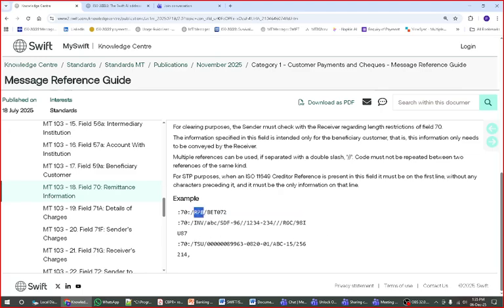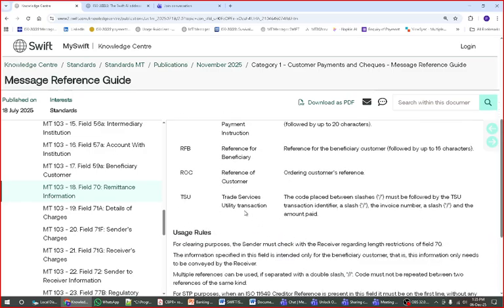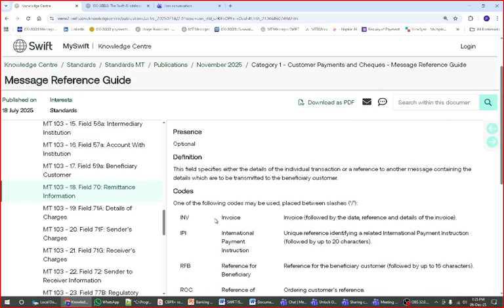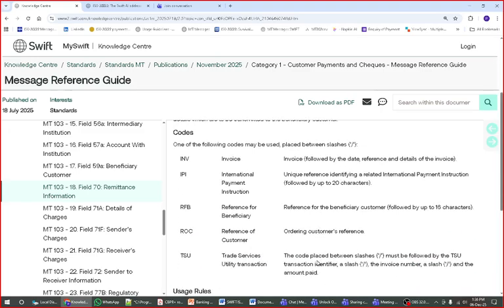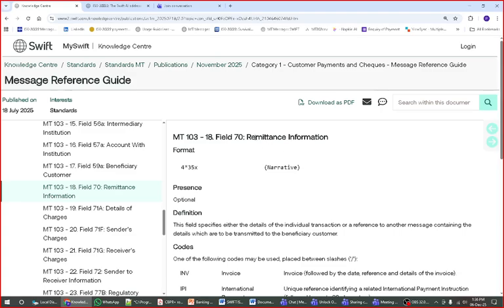These are some tags, and what is the significance of those tags? Again, there are so many. Trade service utilization transaction, you have to mention the tag, and with that the reference of the beneficiary, reference of the beneficiary customer, followed by adding some reference has to be given. So this is more information you are giving about this transaction. That is mentioned in your remittance information. Remittance means this transaction information.